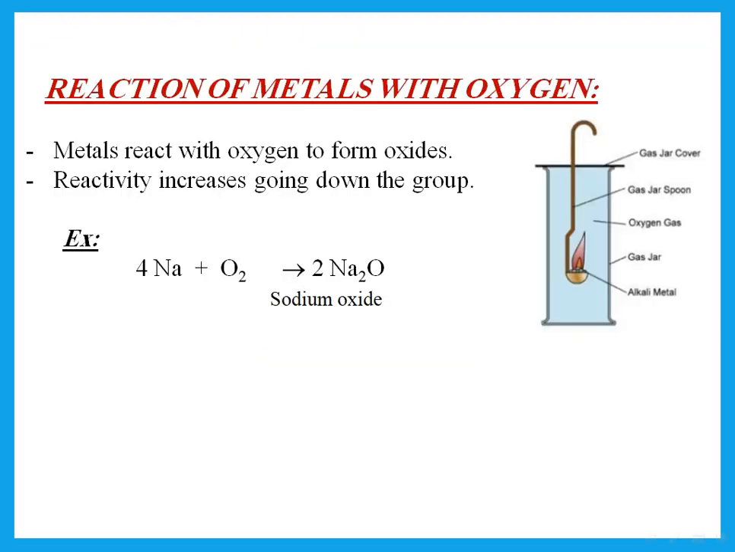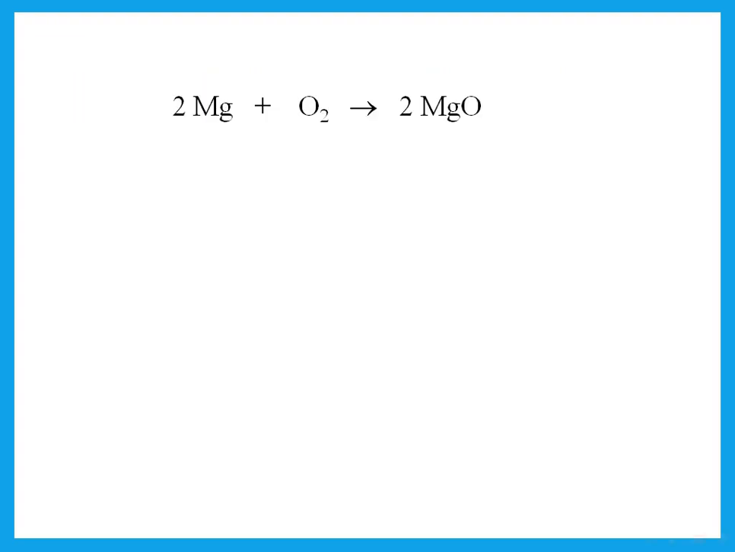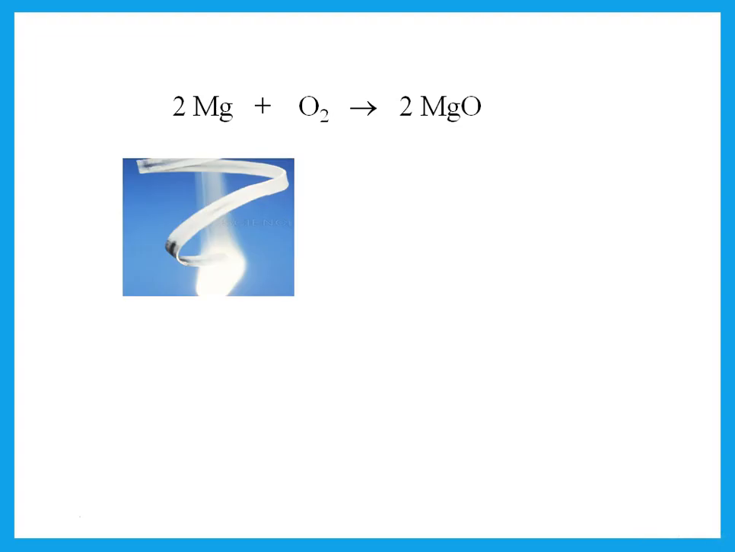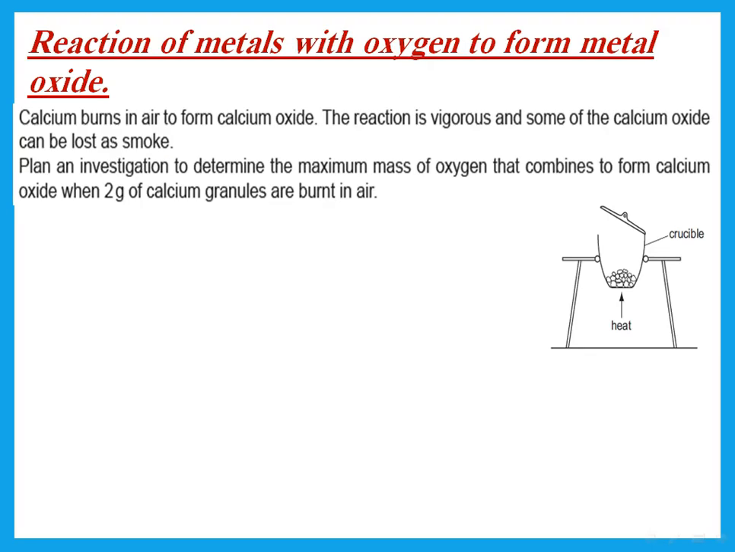Reactions of metals with oxygen. Remember that all metals react with oxygen to form oxide. And the oxides of metals are usually basic. You should know that sometimes they're amphoteric, but they're usually basic. And something like magnesium, for example, if I burn it in oxygen, you should realize that magnesium burns with a bright flame or a white flame, and the magnesium oxide that is formed is a white solid.